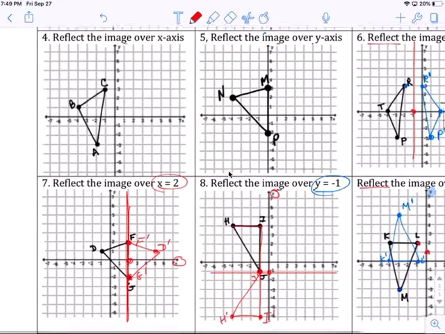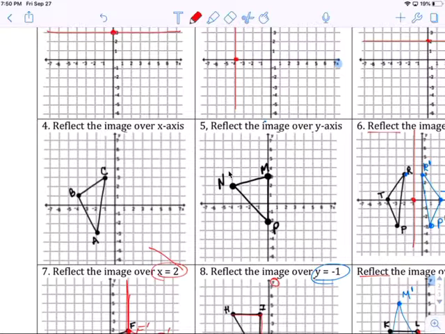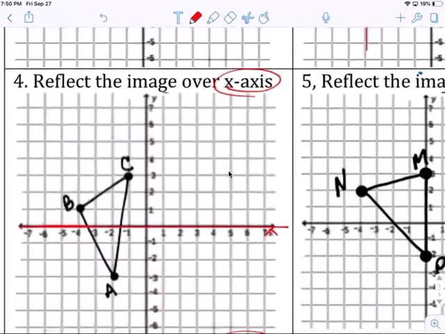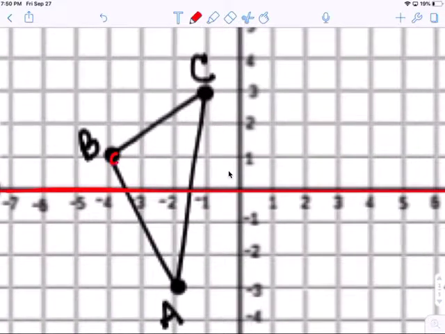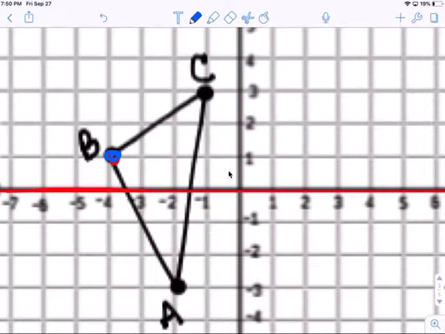Alright. And then we go up to the number 4. Here it says reflect the image over the x-axis. Find the x, which is here. Draw the line. Because it didn't say x equals 2, so just on the x. B is 1 away from it. So B prime is over here.